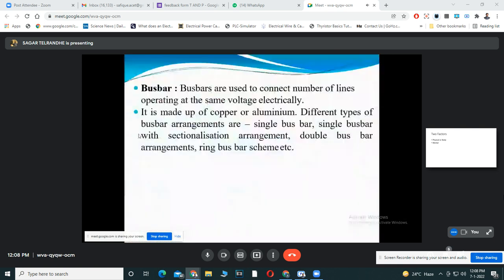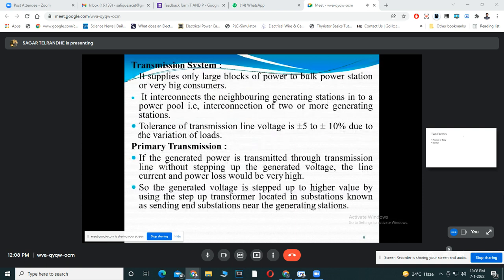So, then we have a new equipment, the bus bar. Bus bars are used to connect a number of lines operating at the same voltage electrically. It is made up of copper or aluminum. Different types of bus bar arrangements are single bus bar with sectionalization arrangement, double bus bar arrangement, ring bus bar scheme, etc.